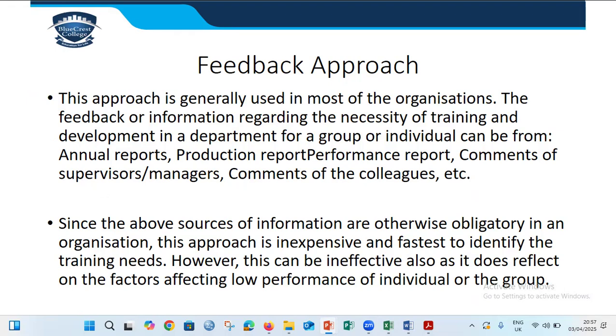However, it can be ineffective. So even though it is inexpensive, it can also be ineffective, because it does not reflect on the other factors or the group. So it could be that the defects in the products, the 40% defect that we identified, is not the fault of the employee. Maybe the equipment he's using is not the best. So what we are saying is that the feedback approach can sometimes not be very effective, even though it is one that is not so expensive.